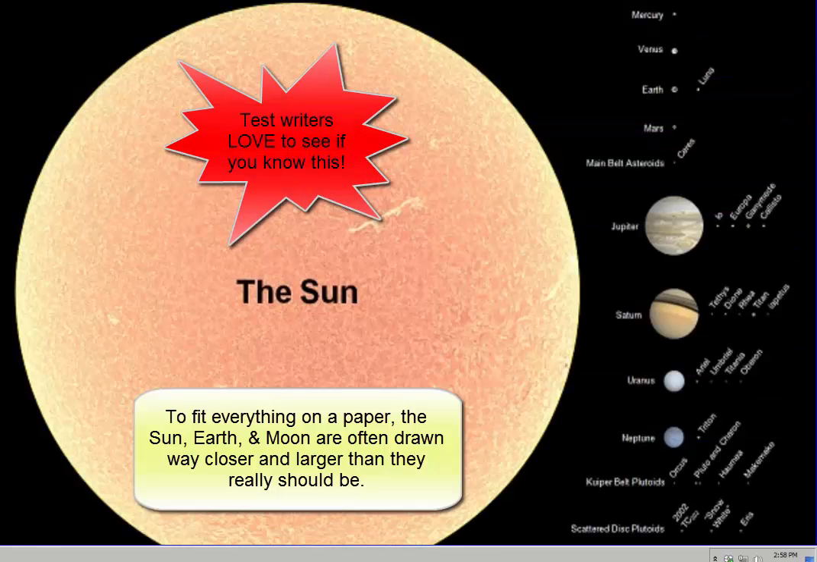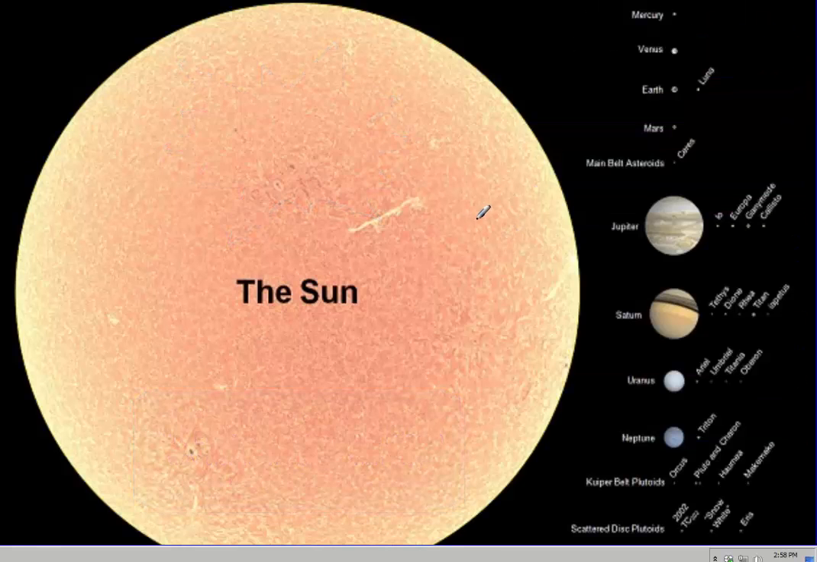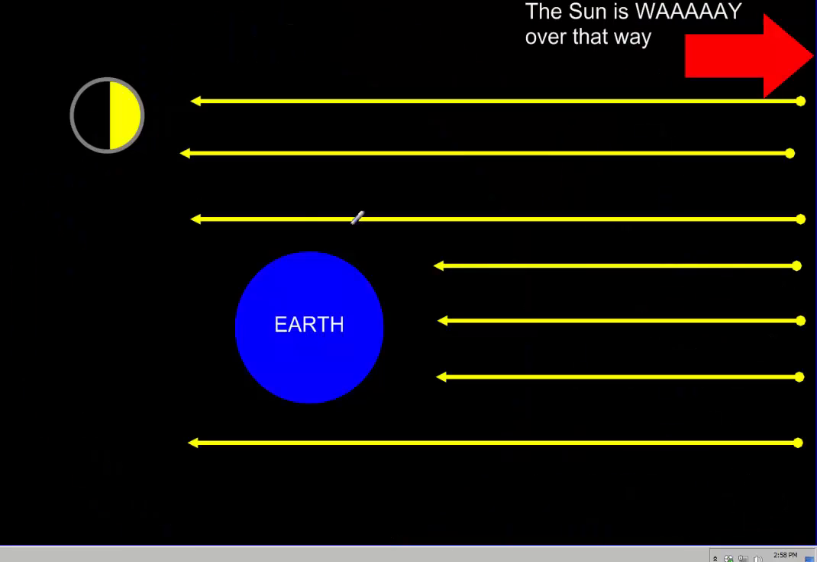So let's take a look at this picture right here, and this compares the various sizes. This is the sun in comparison to the itty bitty Earth and even smaller moon. So they're much smaller than the sun, and the sun is incredibly far away compared to where we're at.